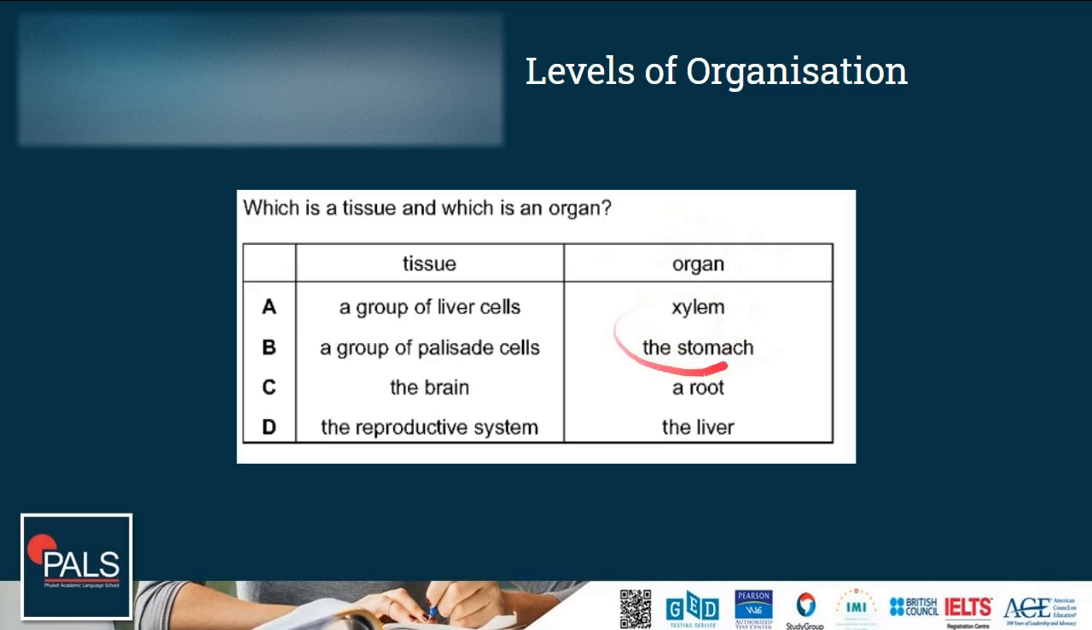If we look at the second part, what is an organ, I think all of you should by now know that the stomach is an organ. Xylem, we didn't learn about yet. Xylem is a plant tissue, not an organ. A root is an organ as well of a plant. The liver is an organ as well. The two things that match here correctly, tissue and organ, are these two. So answer B is the correct answer.